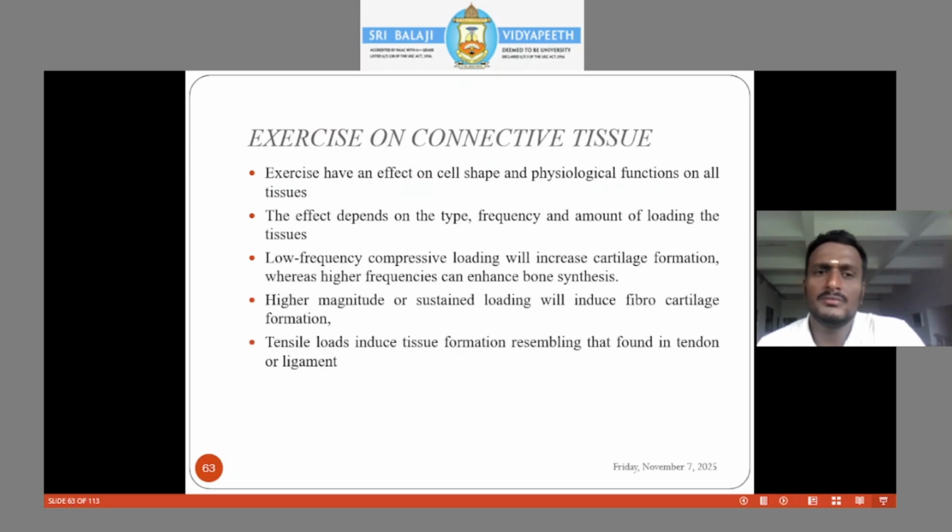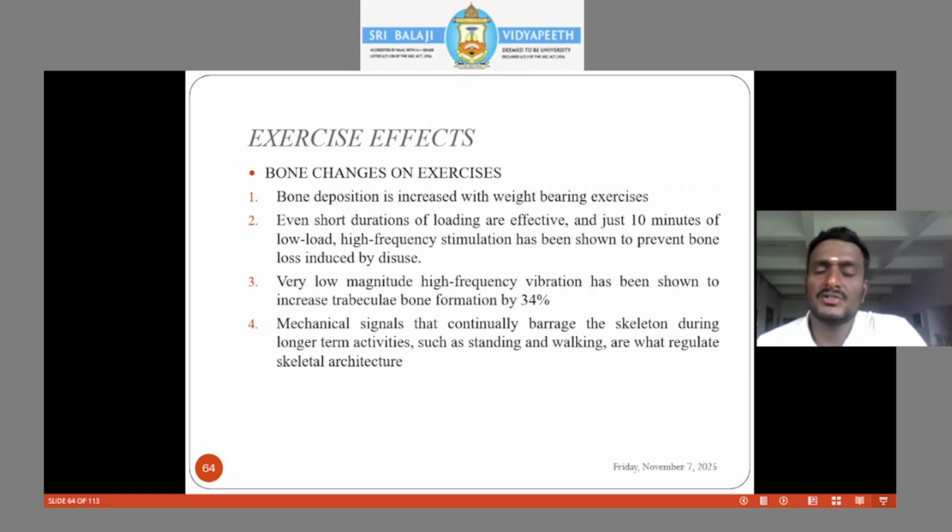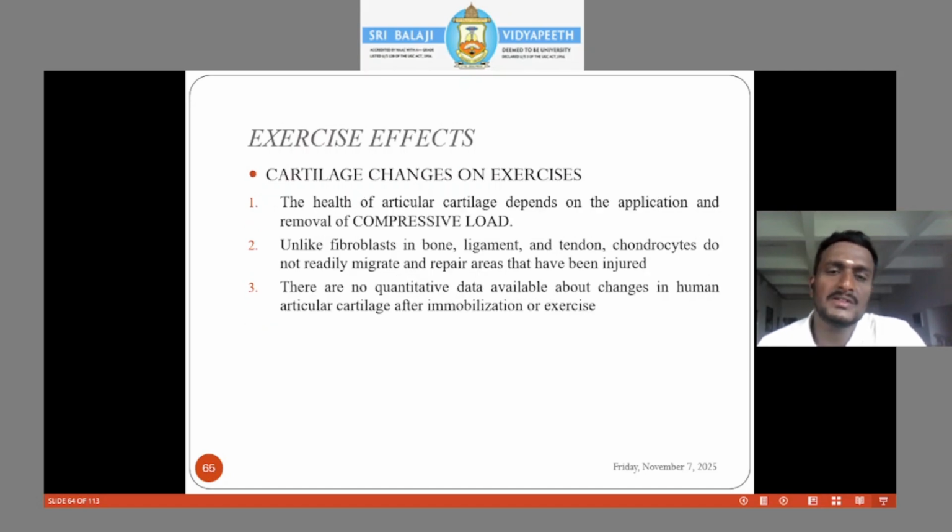Exercise on connective tissue. Exercise has an effect on cell shape and physiological functions in all the connective tissues. Effects depend on the type, frequency, and amount of loading in tissues. Higher magnitude or sustained loading will induce fibrocartilage formation. Tensile loads induce tissue formation. Bony changes with exercise: when you exercise, bone deposition is increased. Medium magnitude, high frequency vibration has been shown to increase bone formation, through mechanical signals that continue to barrage the skeleton.